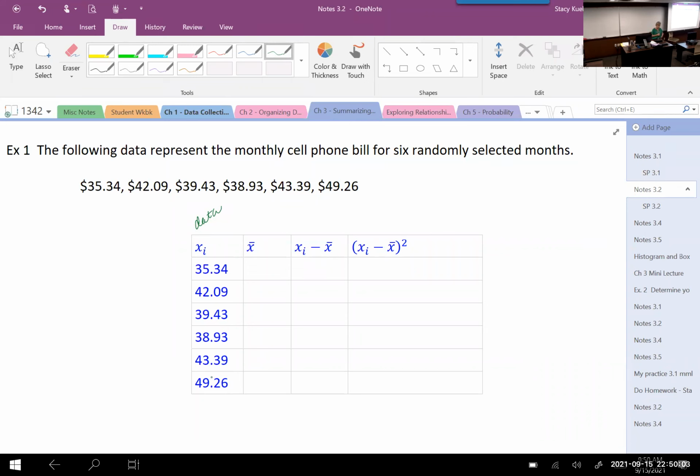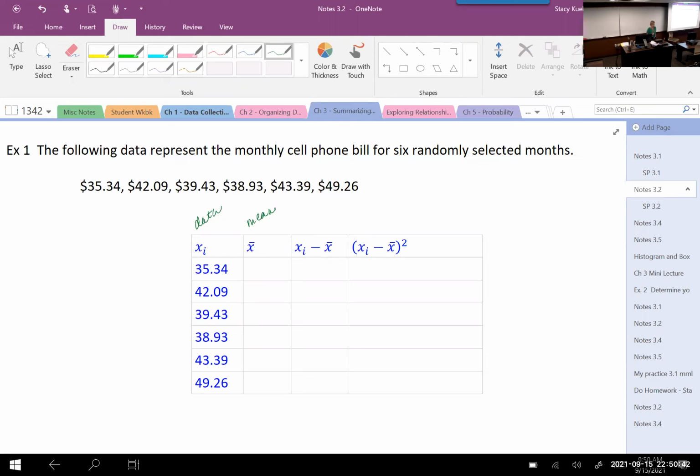Now, in order to come up with the standard deviation, I first need to figure out what X bar is for this data set. What again is X bar? It's the mean of the sample, right? It's the sample mean. So the first thing we need to do is figure out the sample mean, or the mean of this data set. And how do we find that again? Add them all together and divide by 6, right?